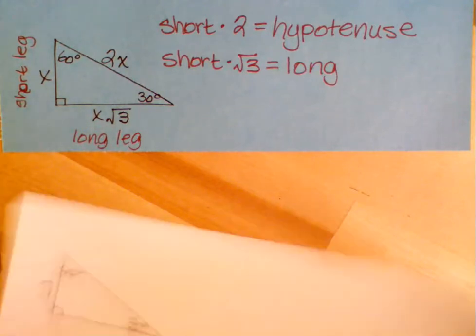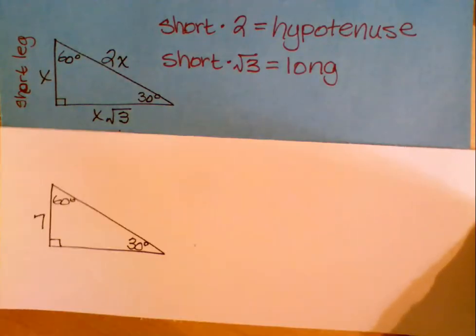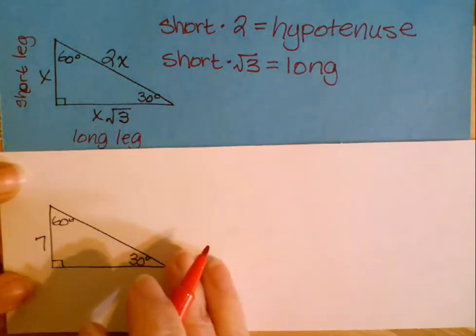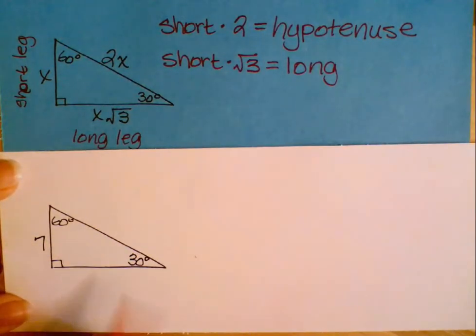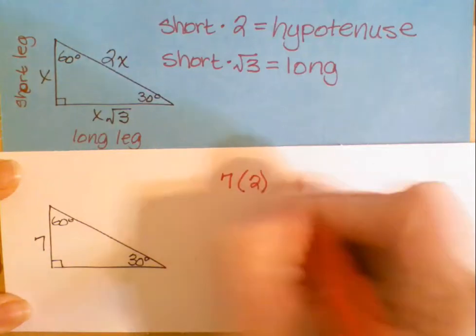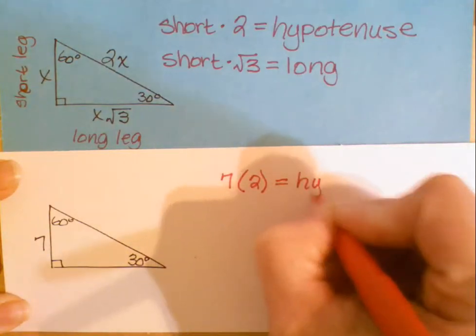So let's look at our first example. In this case, we're given a triangle with a shorter leg length of 7, and we're asked to determine then the lengths of the longer leg and the hypotenuse. So in this case, that 7 represents the shorter leg. We know that because it's opposite that 30-degree angle. So here we'd take the length of the shorter leg times 2, and that gives us the length of the hypotenuse.